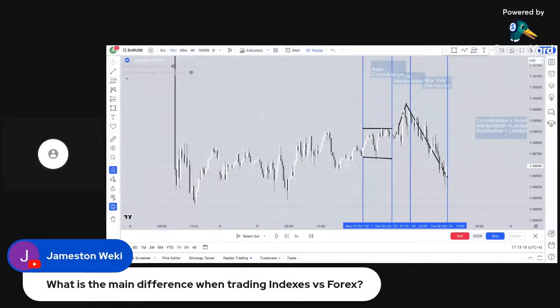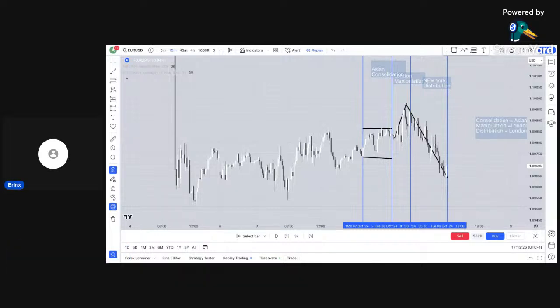Those are the main differences: volatility, times where you can trade, that type of thing. So again, any questions? I'm cool. Feel free to ask.